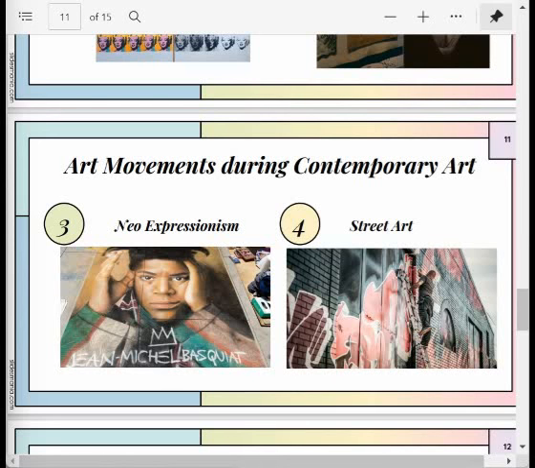Bakit? Sa'yo ba yung place na yon? May permission ka ba to do that? 'Di ba? Wala naman. But yeah, this is street art.